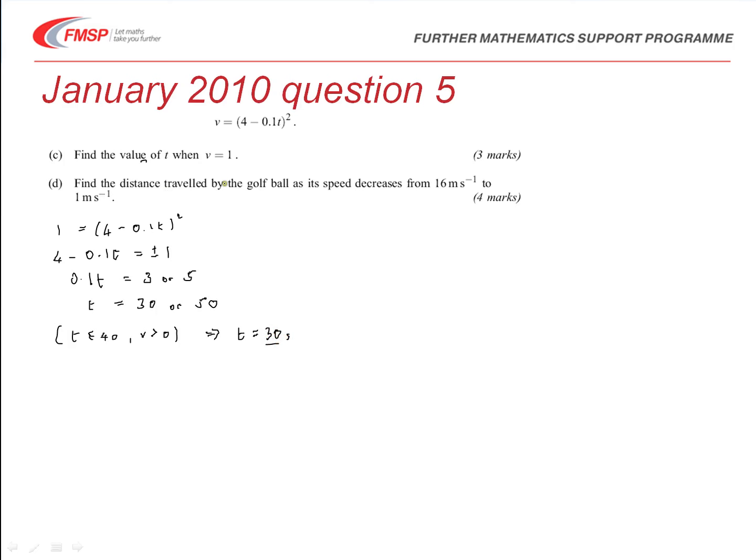Okay, so again, a method mark for realising we have to solve this equation. And then for getting t as 30 and 50, you'll get 1 mark. But then reasoning that t can only be 30 will give you the 3rd mark.